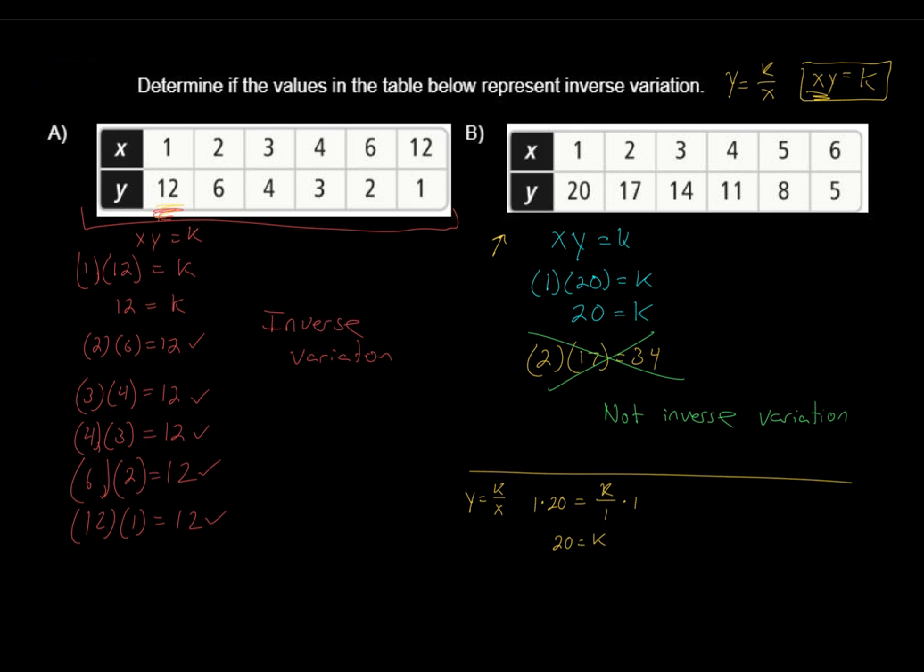And then to figure out the rest of the table to see if it's inverse variation, all you do is use the equation y equals 20 over x and see if this equation works for the rest of the table. So you would replace x with 2 because that's my next x value, and you would see if that is 17. So 20 divided by 2 is not 17. Therefore, this is not inverse variation. So you can still use y equals k over x to do the same thing and show whether it's inverse variation or not just by using the other formula.